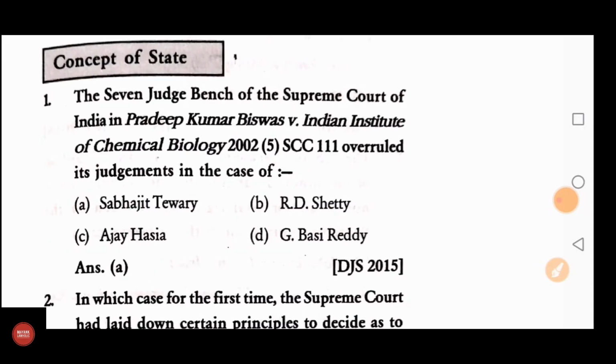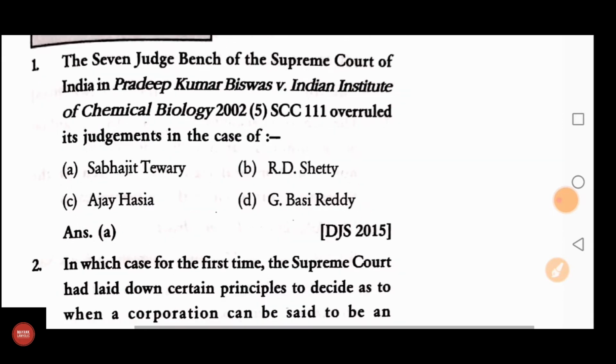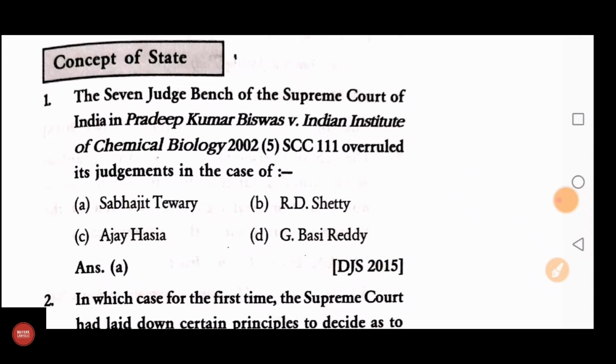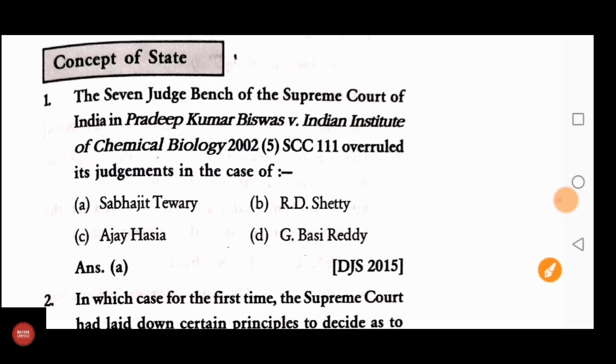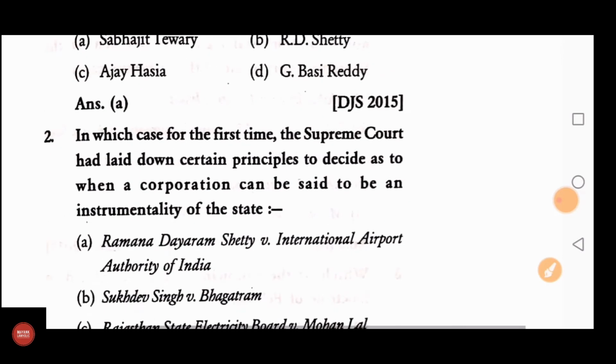Coming to the next question, it's the concept of state. First question in this. The 7-judge bench of the Supreme Court of India in Pradeep Kumar Biswas versus Indian Institute of Chemical Biology 2002 overruled its judgment in the case of option A. Sabhajit Tewary, option B. R.D. Shetty, option C. Ajay Hasia, option D. G. Bassi Reddy. So the correct answer is option A. Sabhajit Tewary.